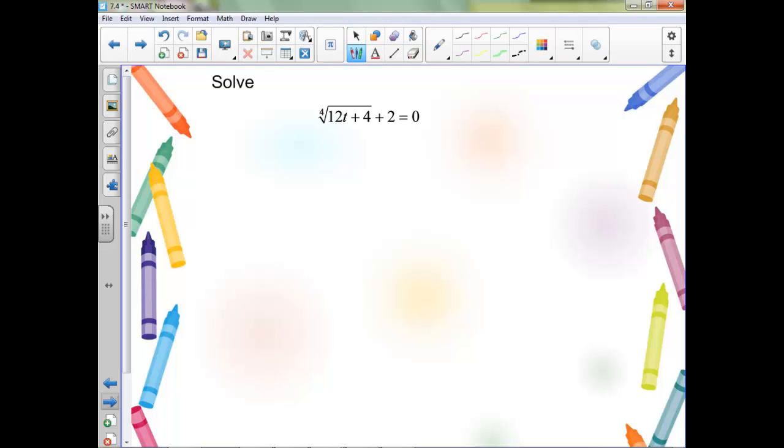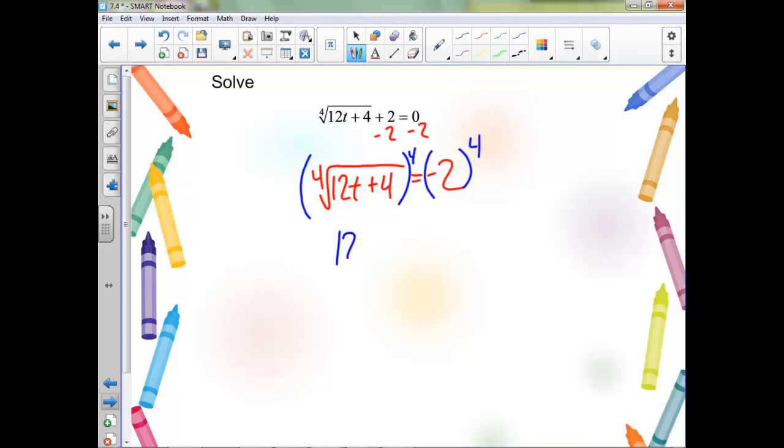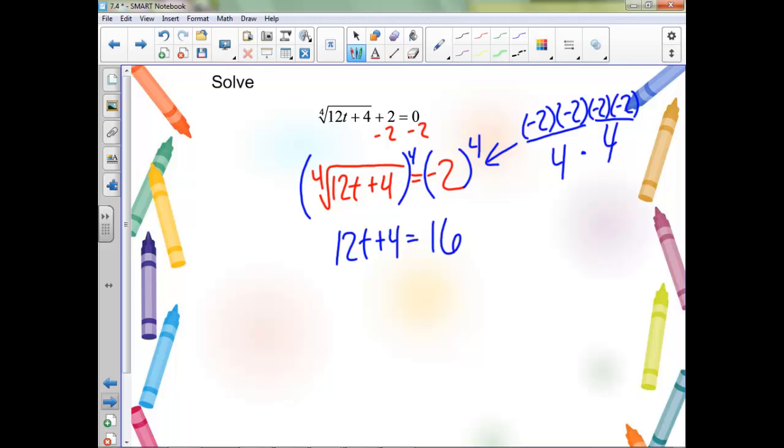Now on this one, notice the root is not completely by itself yet. So we've got to go ahead and subtract this 2 so that we've got our root alone. But now, notice we've got the 4th root. So we're going to go ahead and have to raise each side to the 4th power. So on the left side, we'll be left with this 12t plus 4. On the right side, remember this means negative 2 times negative 2 times negative 2 times negative 2. These two will give us a positive 4. These will give us a positive 4. We get 16.